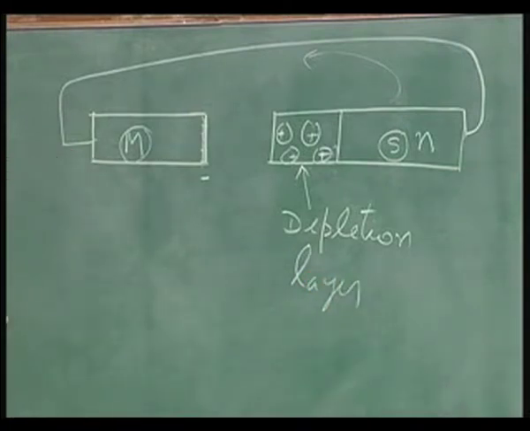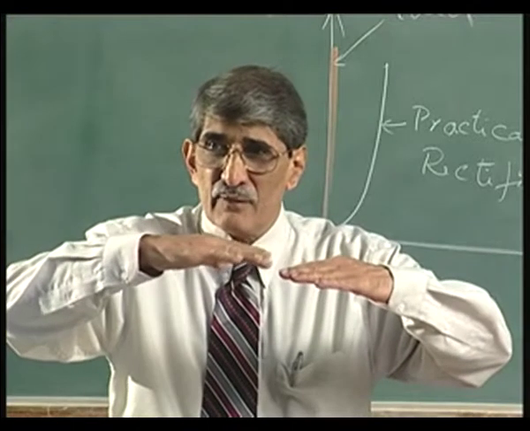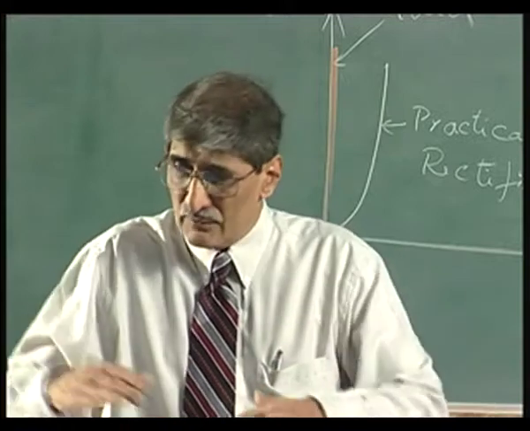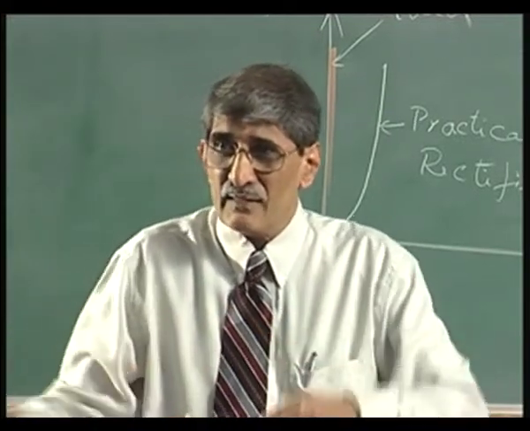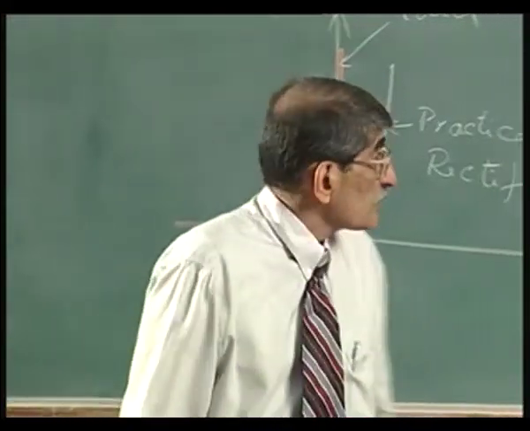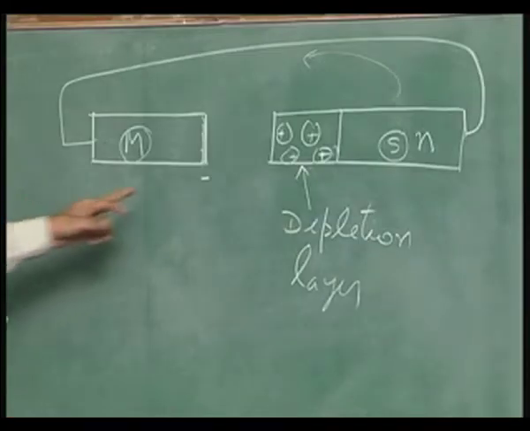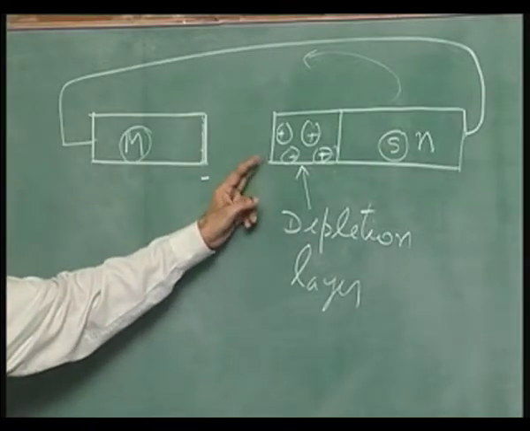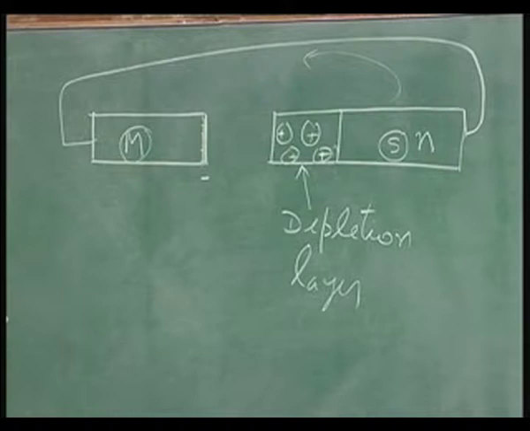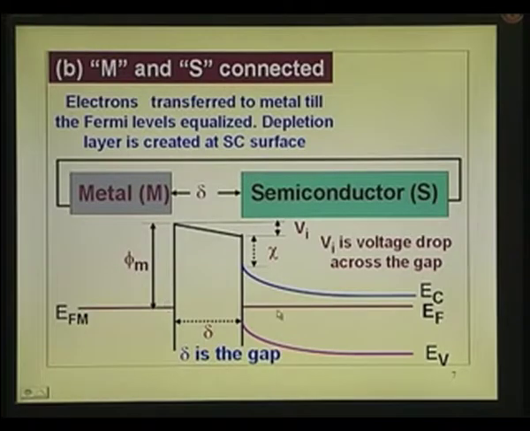The moment you connect, because of transfer of electrons from the semiconductor to the metal, because the Fermi level is above, electrons will get transferred till the Fermi levels are equalized. I have drawn the diagram which is finally equalized, the equilibrium condition. When you do that, there is a depletion layer. In fact, this diagram I have not shown there, but if you look at the energy band diagram, the Fermi levels have got equalized because of transfer.